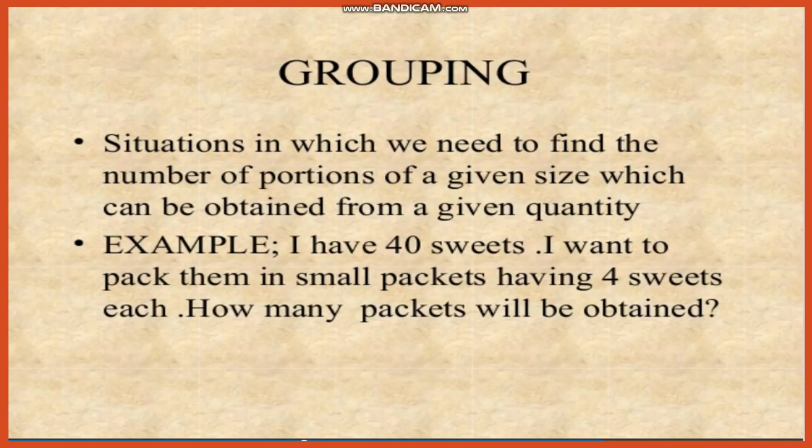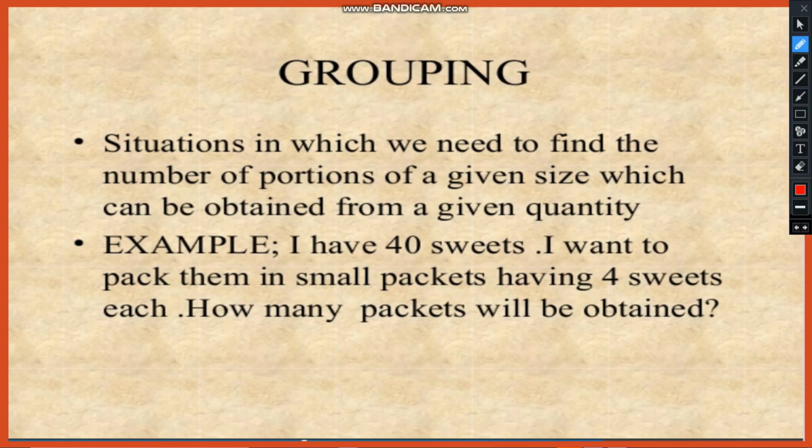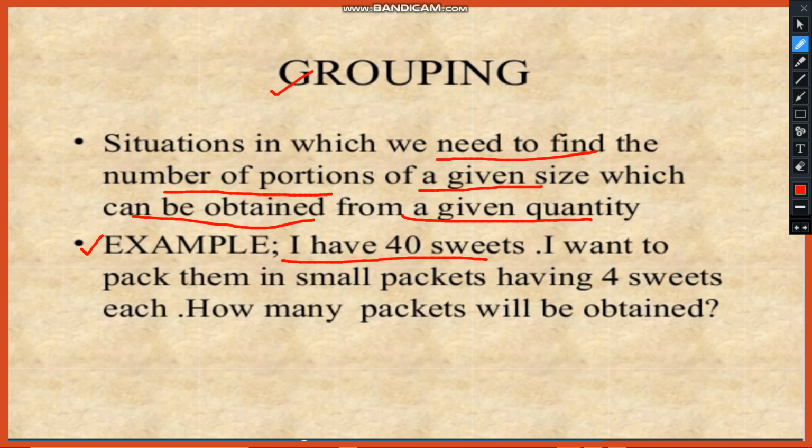The second one is grouping. As I said, two types के होते हैं, equal sharing and grouping. Now grouping में कैसी होती है? These are situations in which we need to find the number of portions of a given size which can be obtained from a given quantity. For example, I have 40 sweets. Now I want to pack them in small packets having 4 sweets each. So how many packets will be obtained?